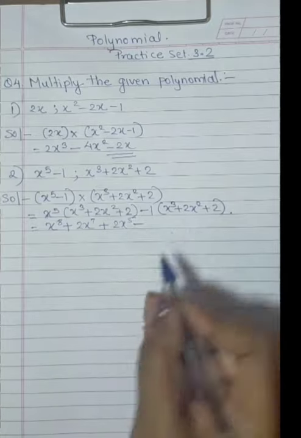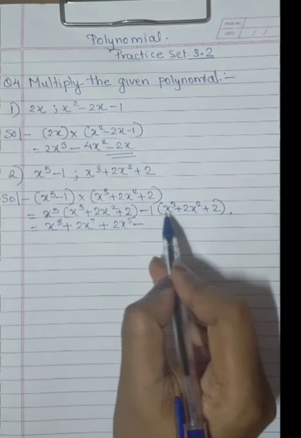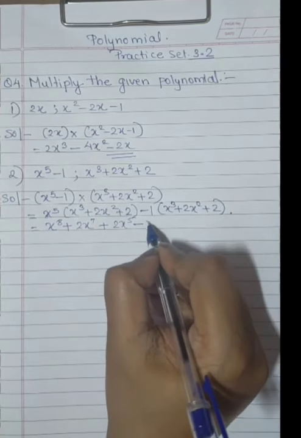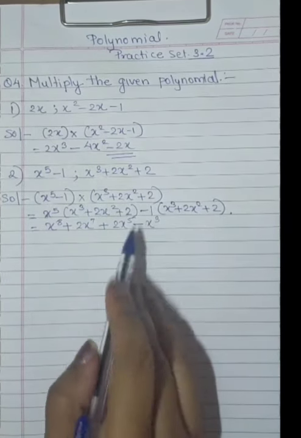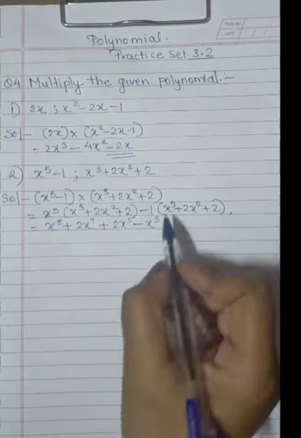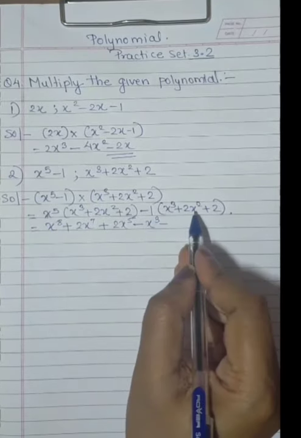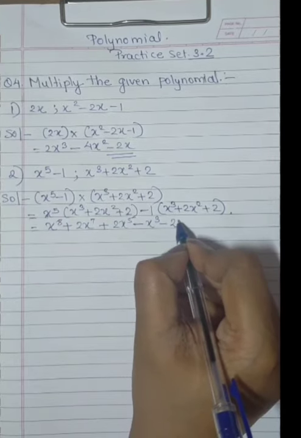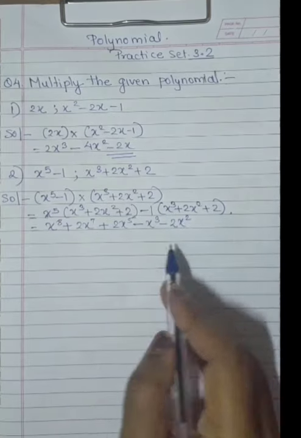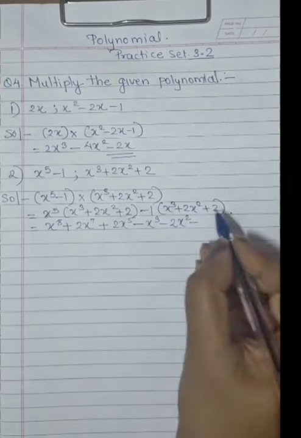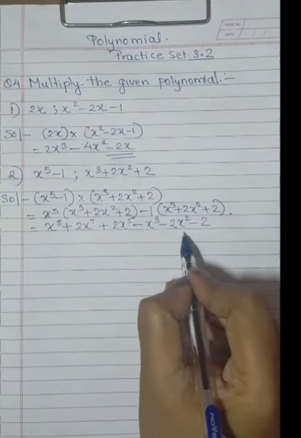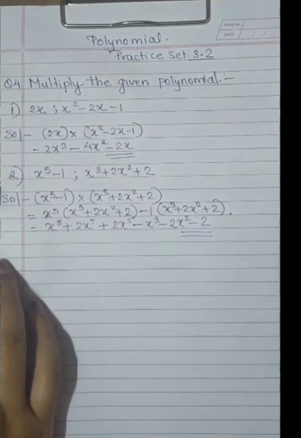Okay, again minus sign is here, then minus 1 is multiplied with x cube, we will get minus x cube, again the sign will change, minus times minus 2 gives 2x cube, again the sign will change, minus 2 will come. So we got the answer of question number 2.